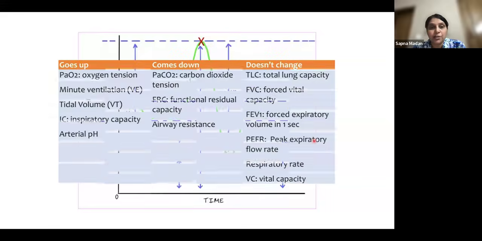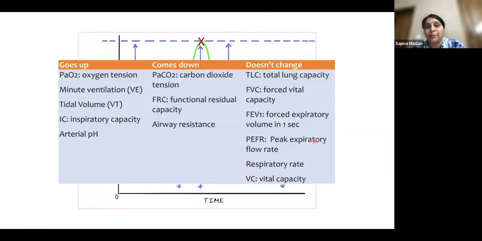Just a little bit more about what volumes will go up, what will come down, and which will not change. So this is your chart for that. What will go up is IC movie in a TV. So inspiratory capacity, the minute volume, and the tidal volume, they will go up. The PaO2 also goes up. The oxygen potential will increase, and the arterial pH will also increase. And what comes down? The carbon dioxide, the functional residual capacity, and the airway resistance. And the other factors do not change.